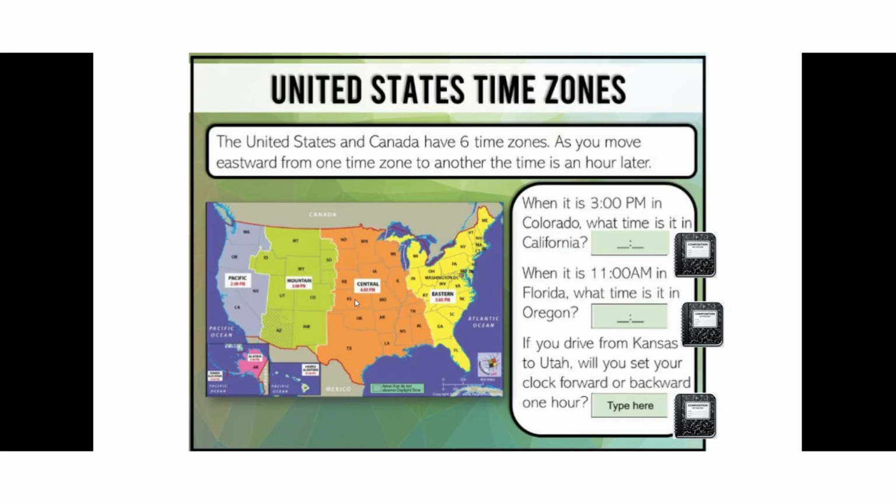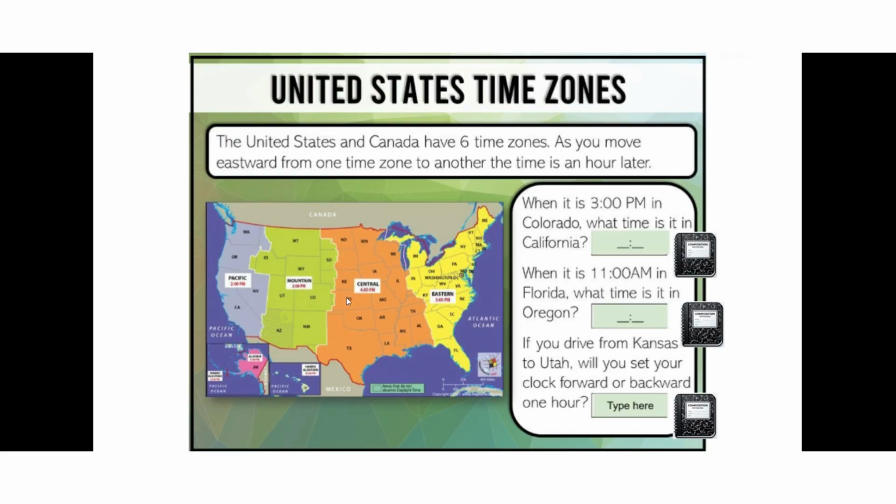And then if you drive from Kansas, Kansas is located right here in the central time zone. And actually, the very westernmost part of Kansas is in the Mountain time zone. So we are going to say Kansas to Utah. We're going to say we're in the central time zone because that's where the majority of the state is.